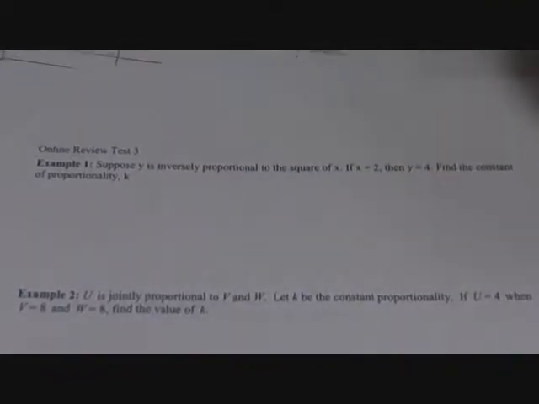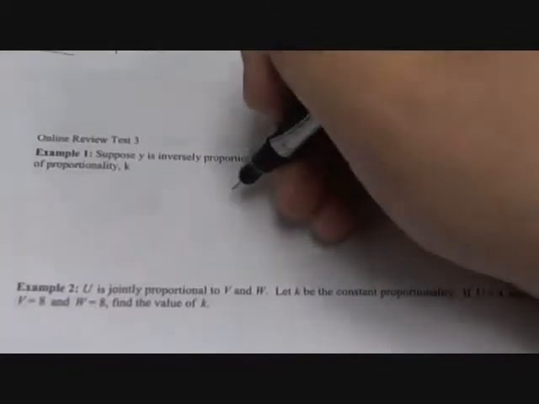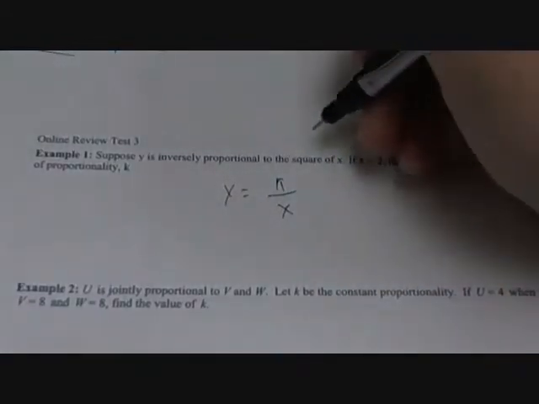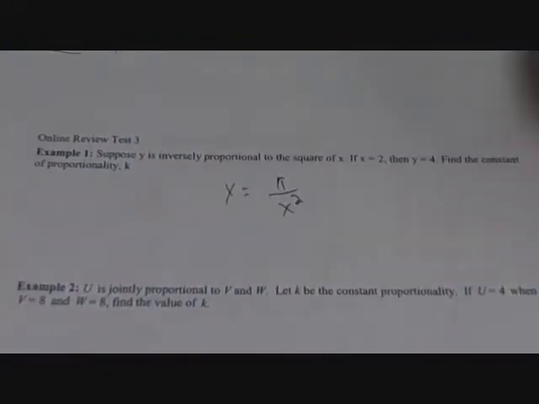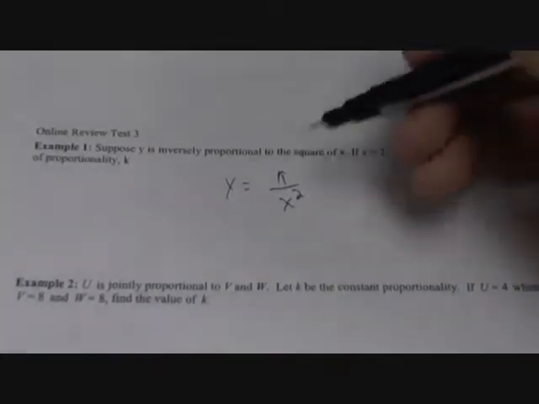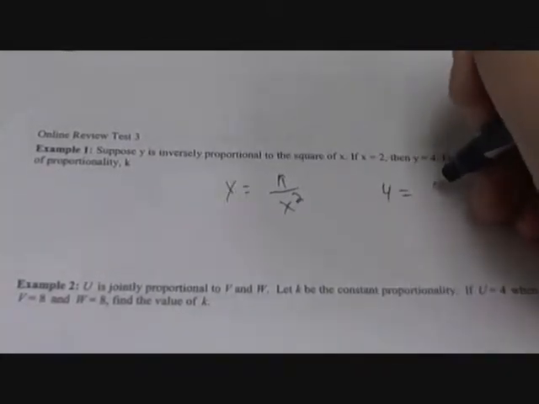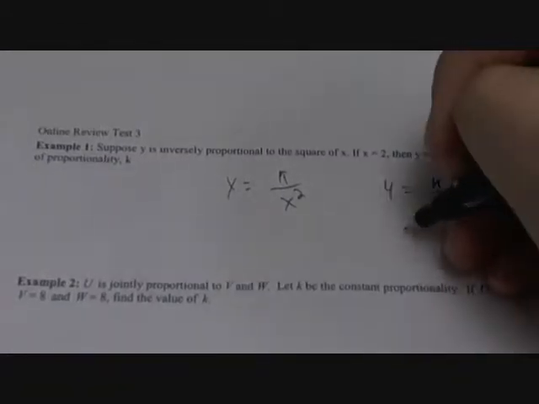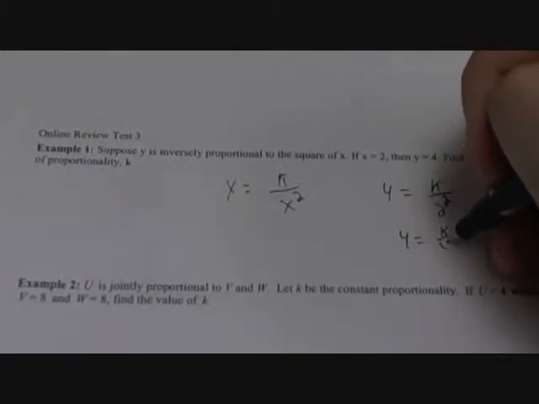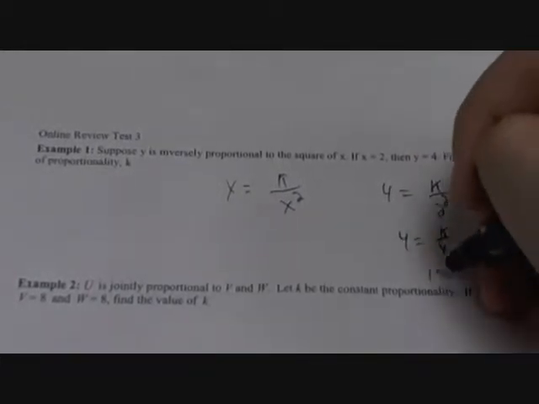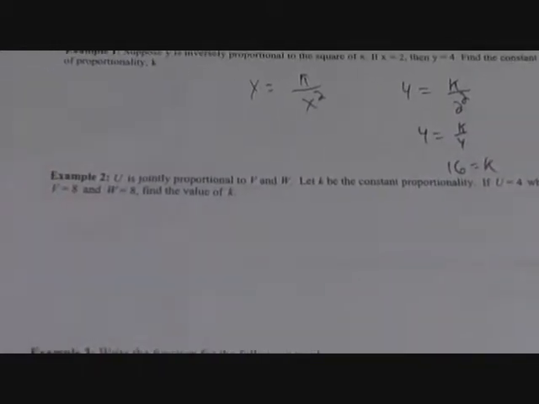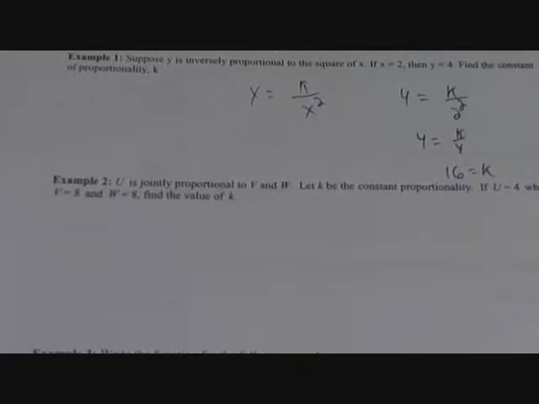Suppose y is inversely proportional to the square of x. Inversely means y is equal to k over x, but it says the square of x, so it's x squared. If x is 2, then y is 4. We have to solve for k. So 4 is equal to k over 2 squared, which is just 4. So this becomes 4 is equal to k over 4. Cross multiply, 16 is equal to k. So k is 16.